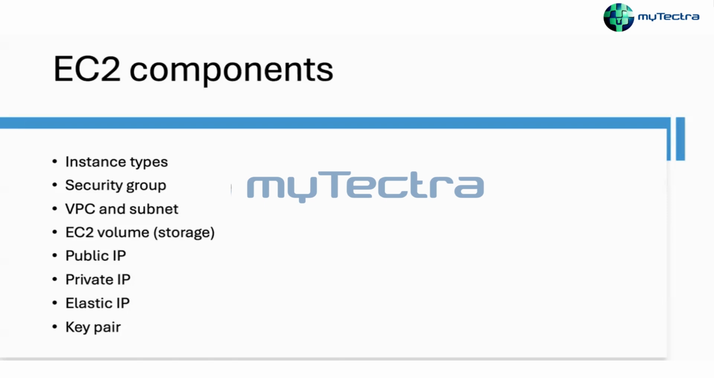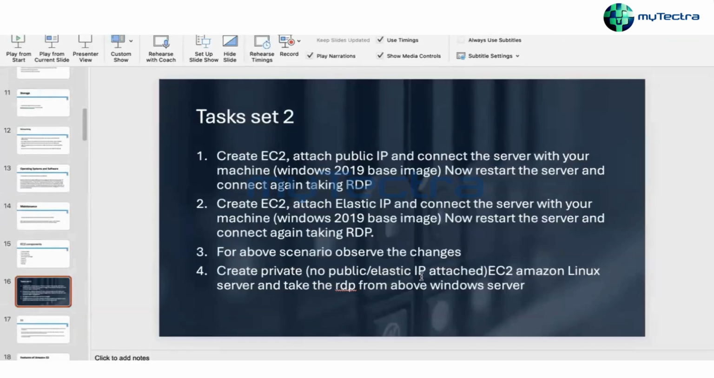Okay. So this was all about the EC2. Just read it once and let me know if you understood. Create EC2, attach public IP, and connect the server with your machine. Windows 19 base image. Now restart the server and connect again, taking RDP. Create EC2, attach Elastic IP and connect the server with your machine. Windows 19 base image. Now restart the server and connect again, taking RDP. For the above scenario, observe the changes.